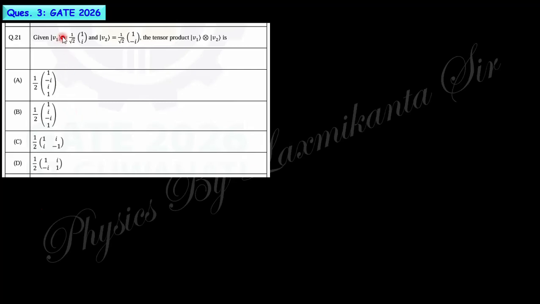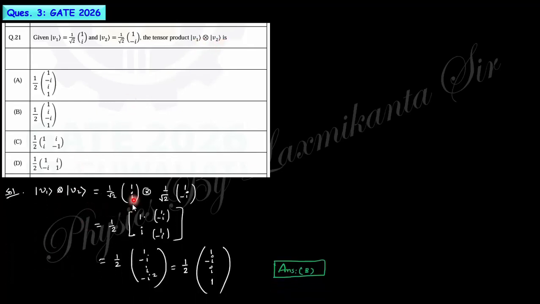Next question says that any space vector will be like that, v1 and v2. Then you need to find this tensor product, which is nothing but the product of these two things. 1 by root 2 times 1 by root 2 is half. 1 is multiplied with this one, giving 1 minus iota, and iota is multiplied here, so iota minus iota square, where iota square is minus 1, so this becomes 1. So you can see option B is the correct answer of this question.